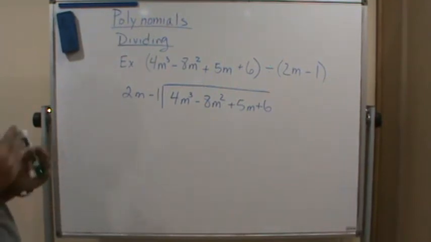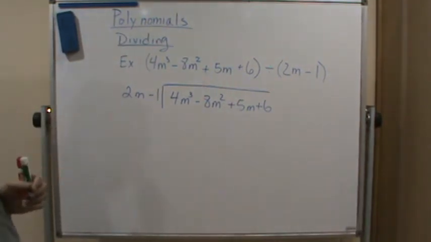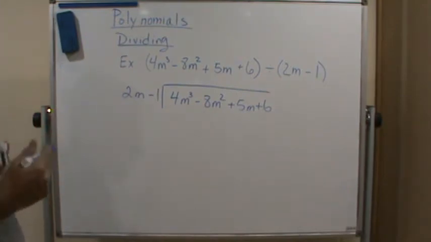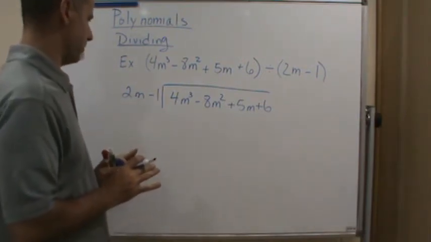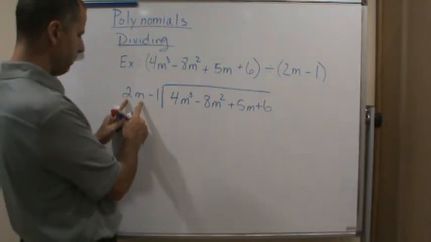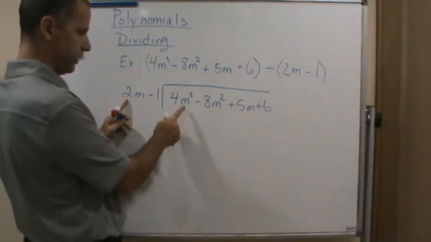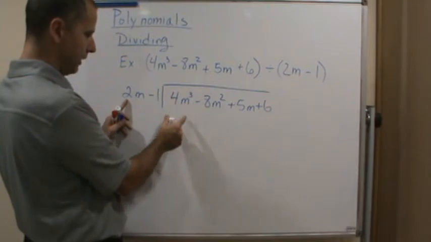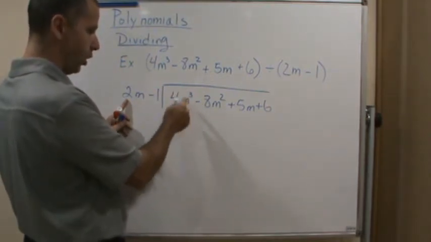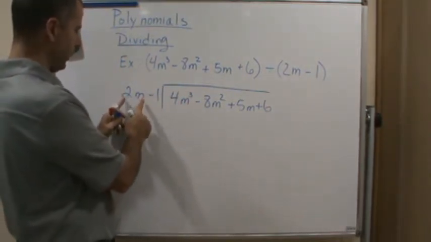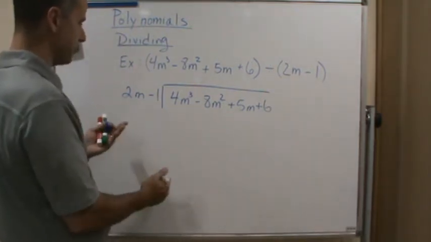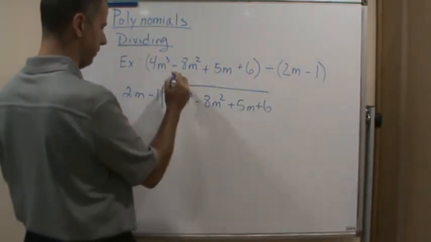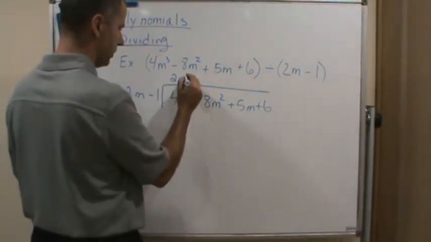Now here's where it changes a little bit. I'm not going to explain or prove why this works and how it is the division algorithm, but it's sort of like using the distributive property. The first thing we ask ourselves is, what do we need to multiply this by in order to get this value? Because when we get to the subtraction part, we want this to go away. So what do we need to multiply 2m by to get 4m cubed? The answer is 2m squared. So we put 2m squared here.